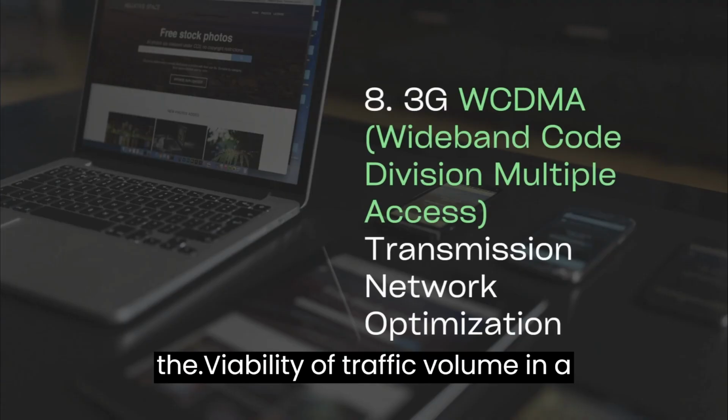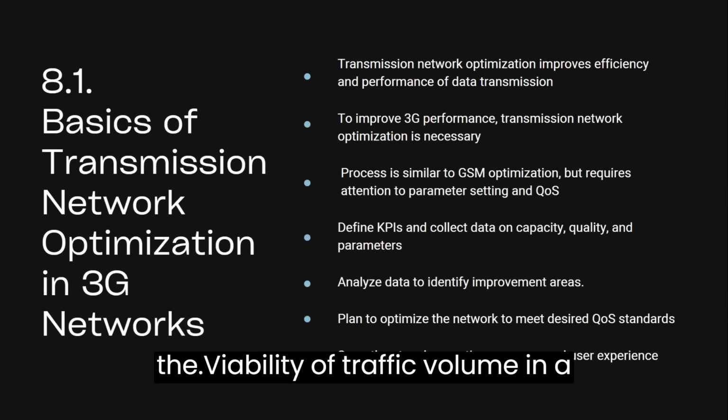Point number 8 is about 3G WCDMA, which is wideband code division multiple access, transmission network optimization. In point 8.1, we will cover the basics of transmission network optimization in 3G networks. The optimization is done in 3G networks to improve network capacity and quality while maintaining the desired quality of service for mobile applications. To improve 3G performance, transmission network optimization is necessary.